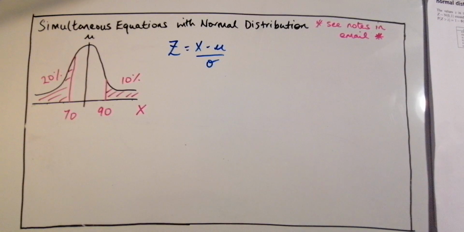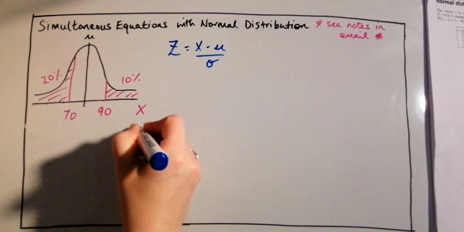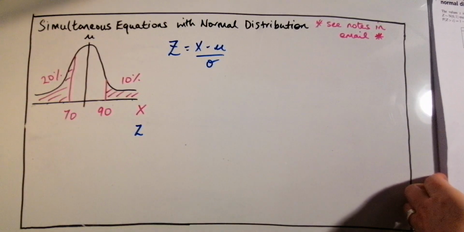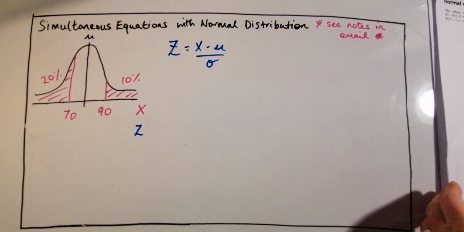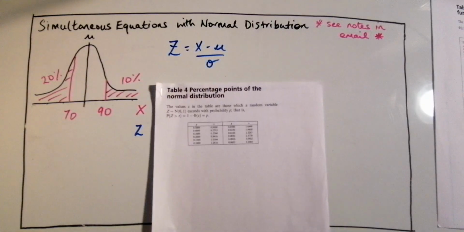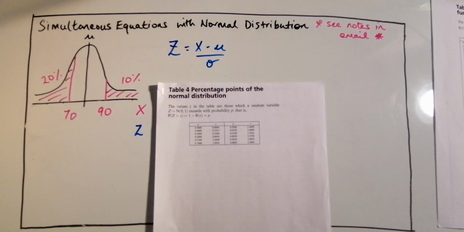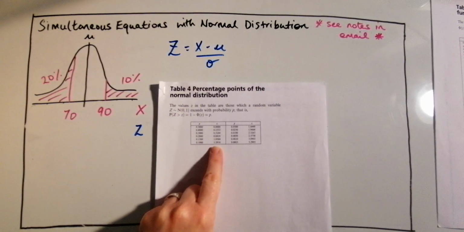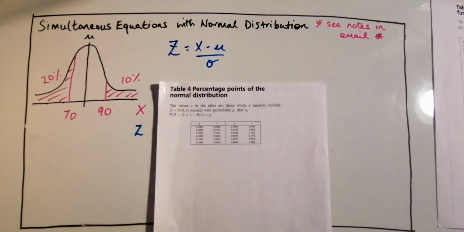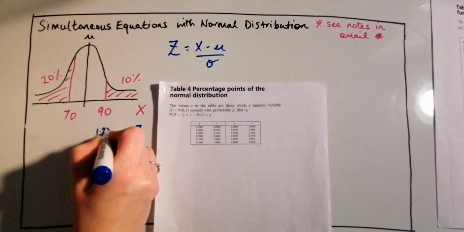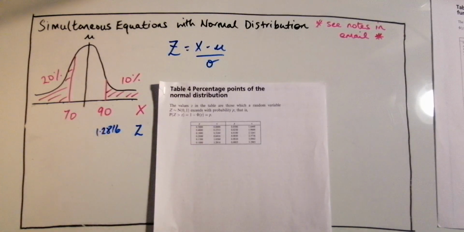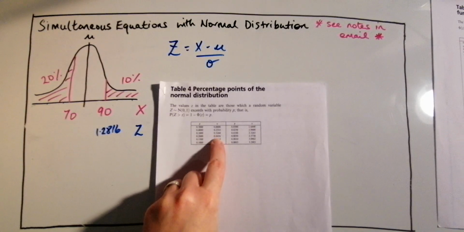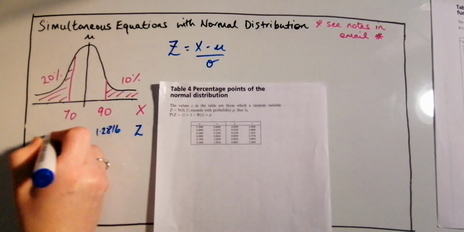Now what we need to do is find our z-scores for that. So we've got the variables at 90 and 70. We've got the percentages, which is like your probability, at 10% and 20%. We need to get the z-scores now. So for 10% as a decimal, 0.1. So there's 0.1 there, and your z-score is 1.2816. And then for 20%, 0.2, there's your 0.2 there, and your z-score is 0.8416.